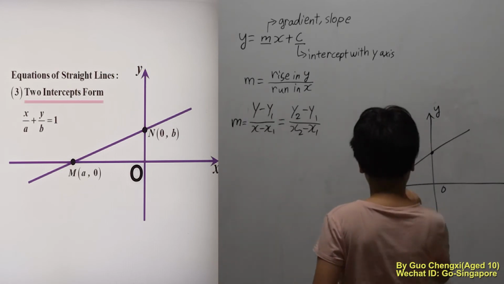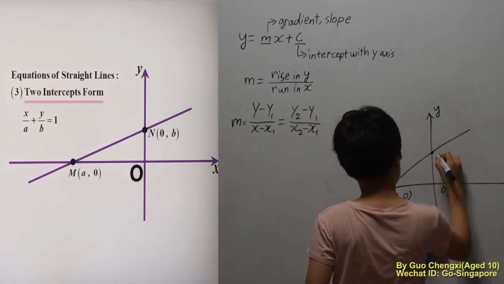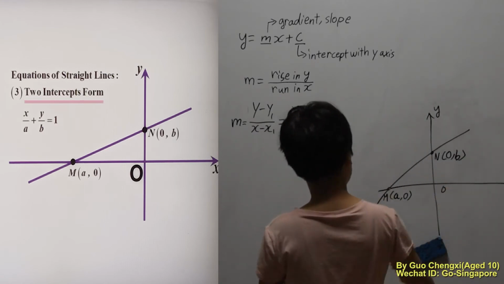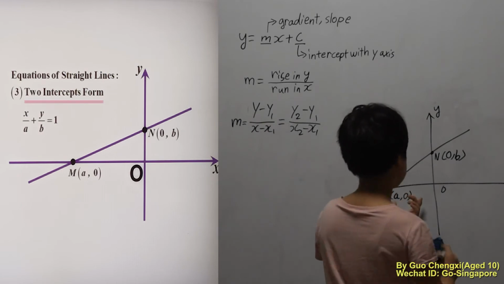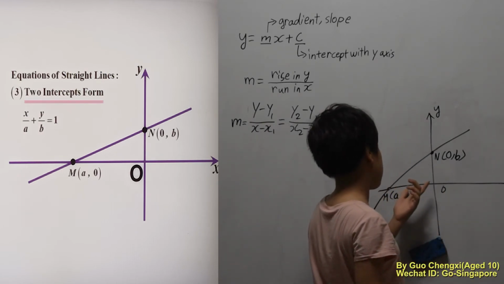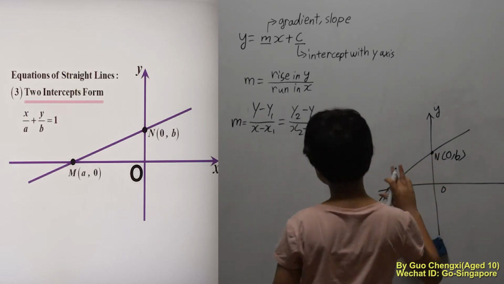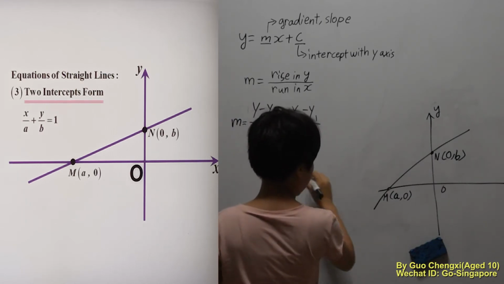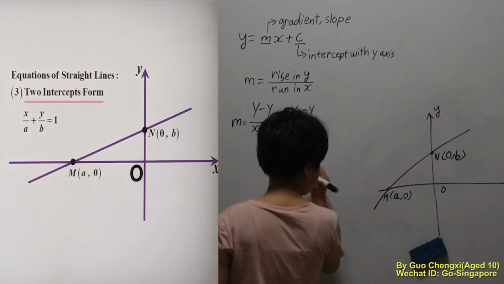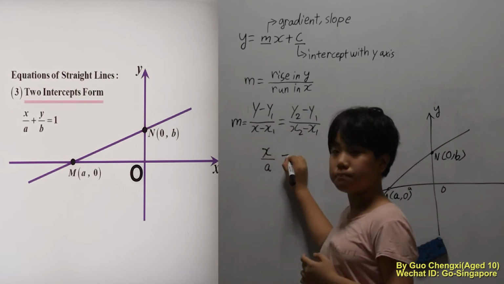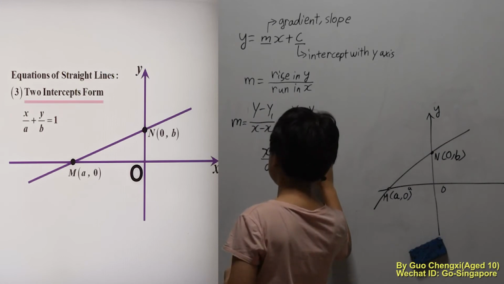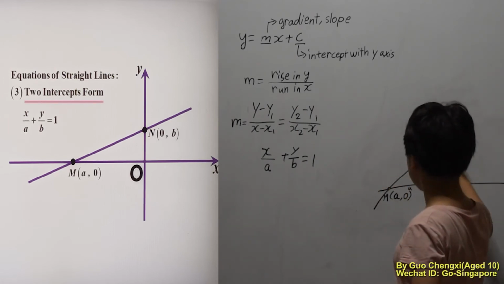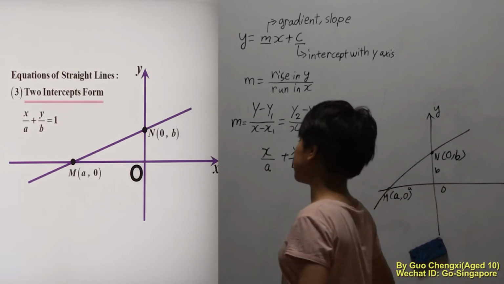So this part. And over here, like this, okay? So over here, what's so special now? The special thing is that now you can straight away know that this is basically A and this is basically B, okay? So X over A, so this part is A, okay? X over A plus Y over B is equals to 1. Okay?